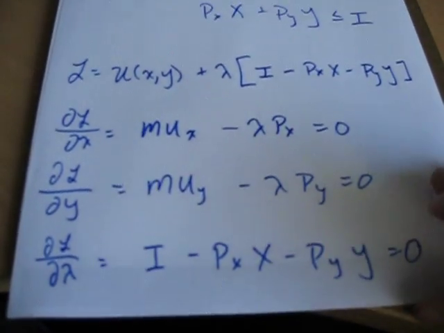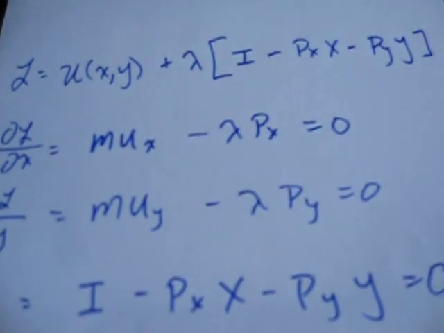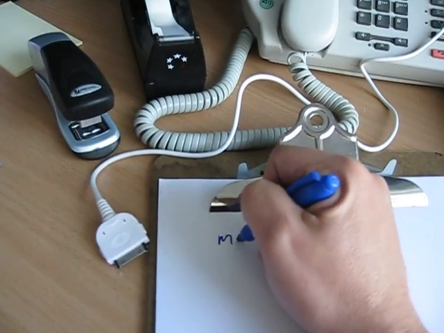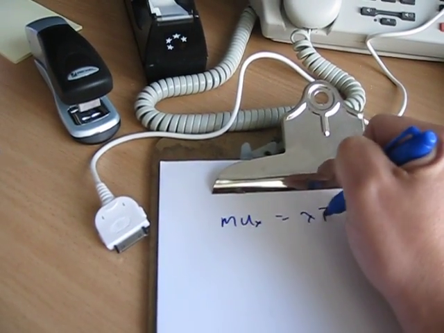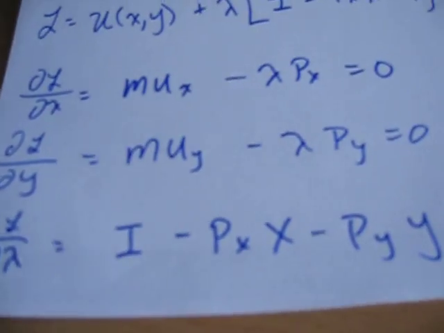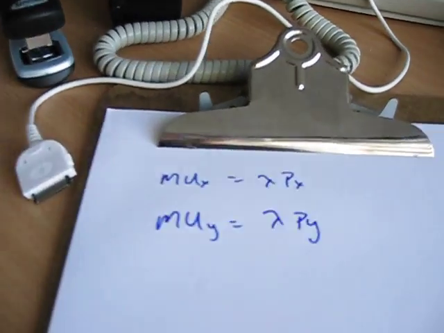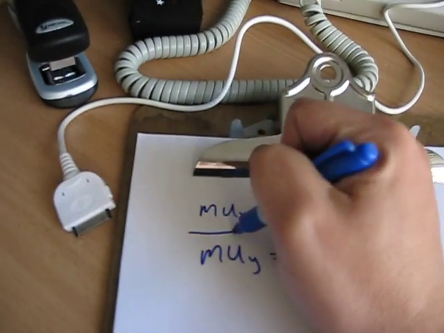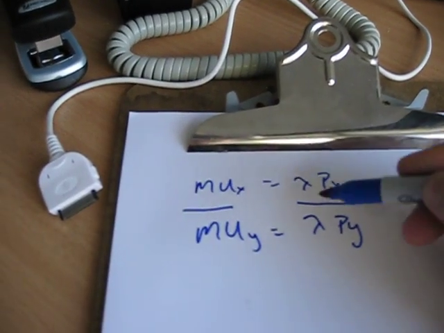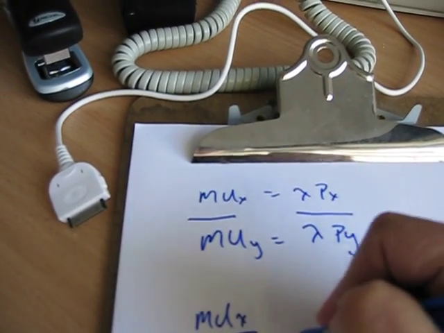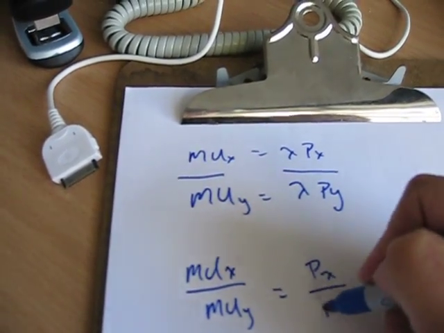What do you do from here? Well, now from here you want to combine these to start solving for stuff. So take your first two, MUx minus lambda Px. Go ahead and rewrite that. MUx is equal to lambda Px. Take your second equation, MUy, marginal utility of Y, and that's going to be equal to lambda times Py. And then divide those two by each other, that over that. And these lambdas here cancel out. So you get the marginal utility of X divided by the marginal utility of Y is equal to the price of X over the price of Y.